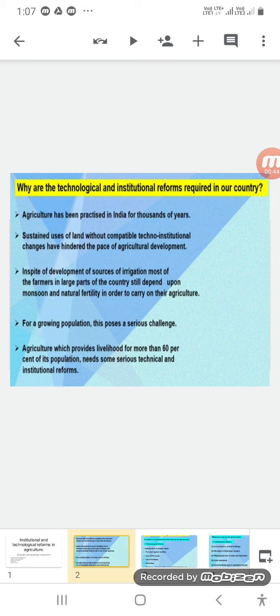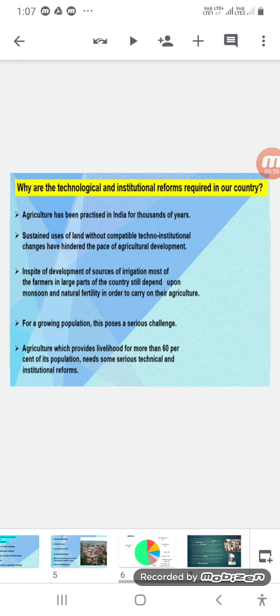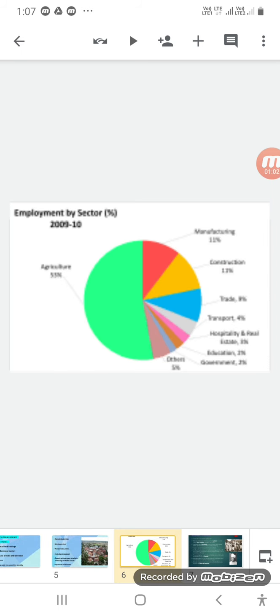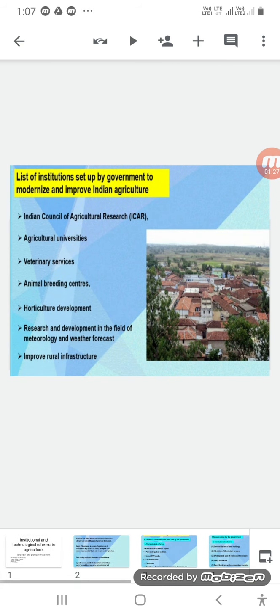As we know that agriculture has been practiced in India for thousands of years. That means the agricultural practice is not a recent one. This has been an age-long process. As I can show you in this pie diagram, the majority of the population of India is engaged directly or indirectly with the agricultural sector, as it is shown here by this green color. About 60% of the people are engaged with agricultural practices directly or indirectly.